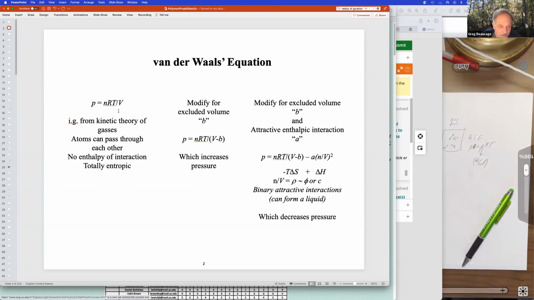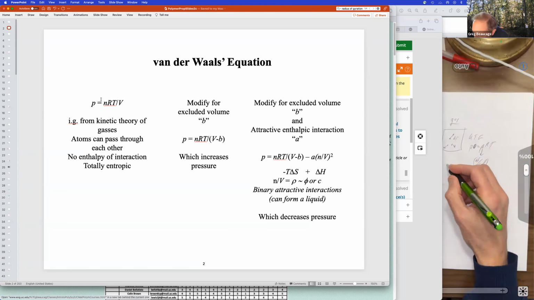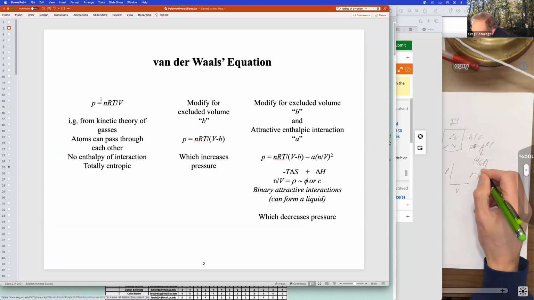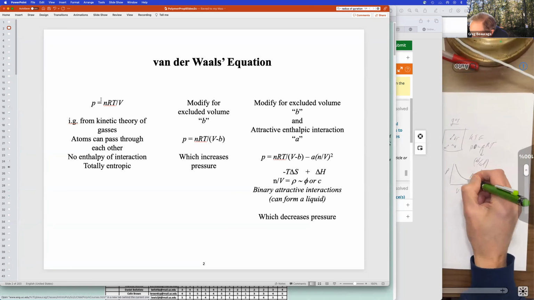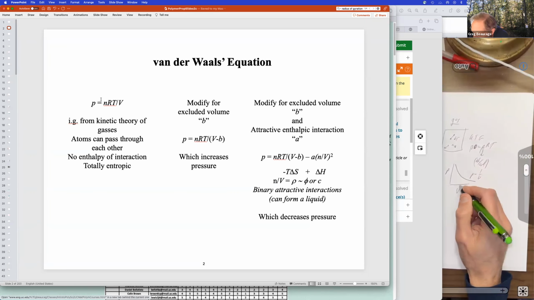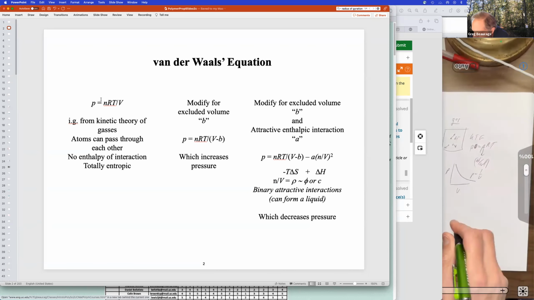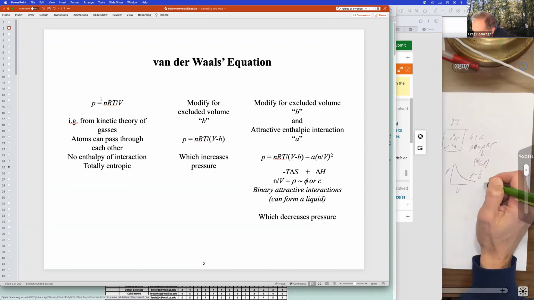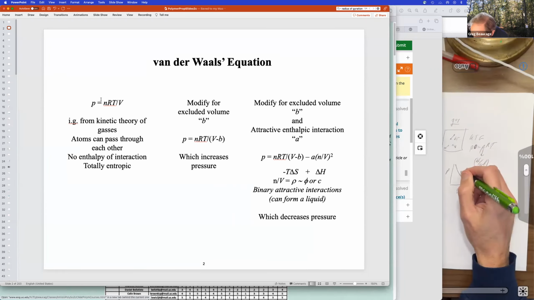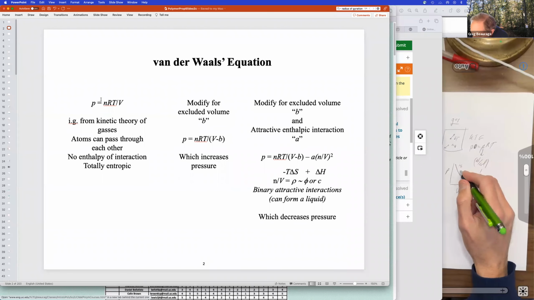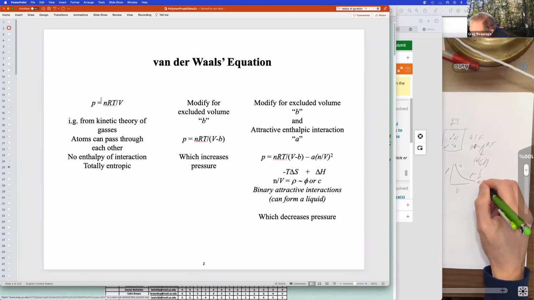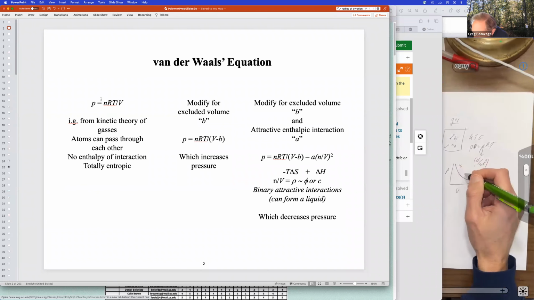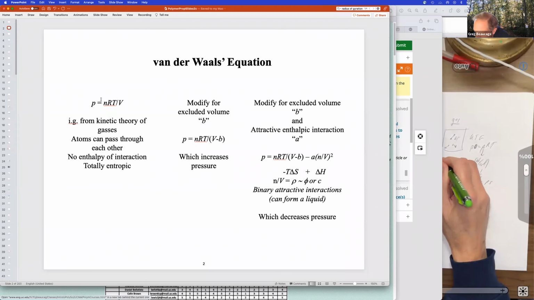So that fails. If you plotted P versus V, because P is proportional to 1 over V, you get this swooping, decaying function. If you plotted P versus 1 over V, it'd be a straight line. That's the ideal gas. There's no phase separation, there's no liquid, and also this allows the atoms to pass through each other.